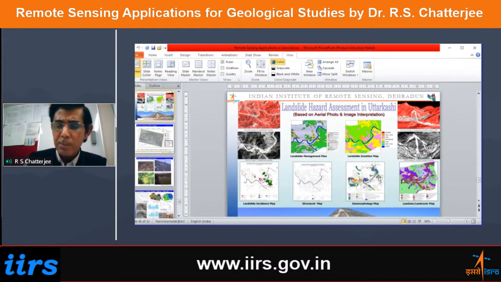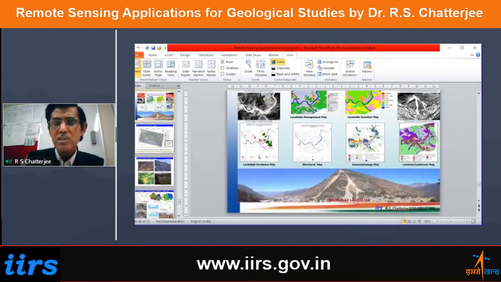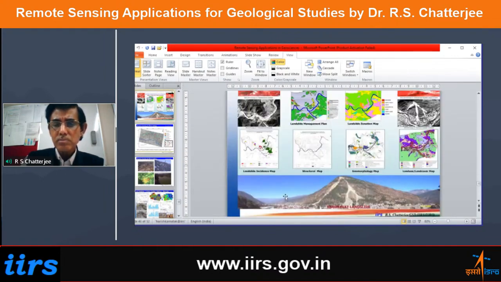And there were many studies afterwards. And you see this is the view of the Gorunapat landslide.